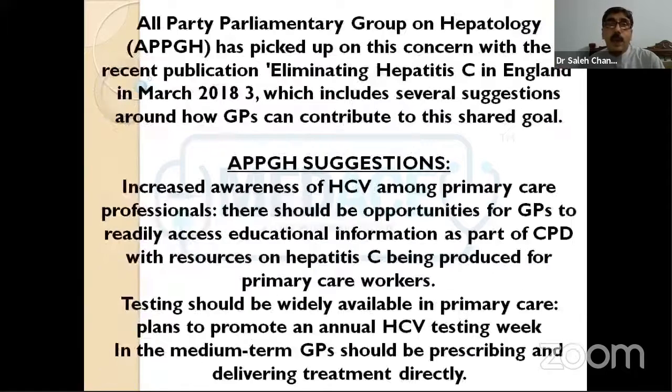The All Party Parliamentary Group on Hepatology, APPG, made a recent publication, Eliminating Hepatitis C in England, in March 2018, which includes several suggestions around how GPs can contribute to this shared goal. APPG's suggestions are: increased awareness of HCV among primary care professionals. There should be opportunities for GPs to readily access educational information as a part of CPD, with resources on hepatitis C being produced for primary care workers. Testing should be widely available in primary care, with plans to promote an annual HCV testing week. In the medium term, GPs should be prescribing and delivering treatment directly.